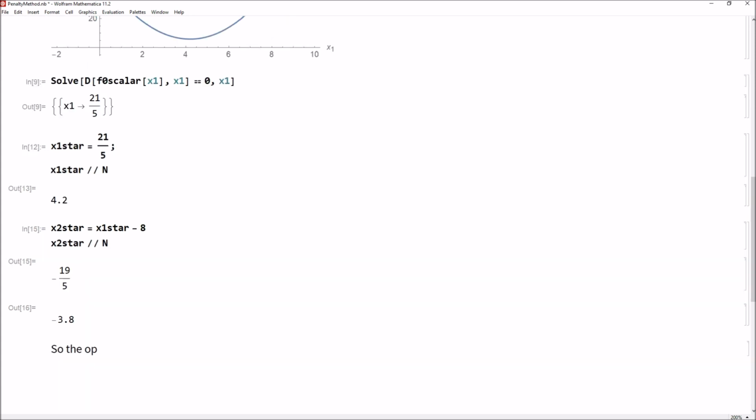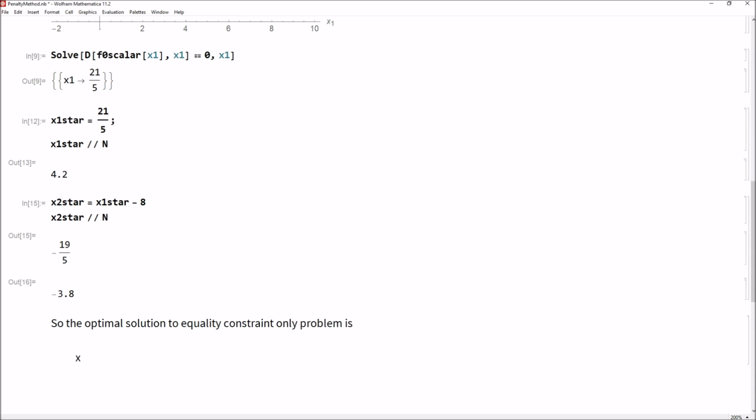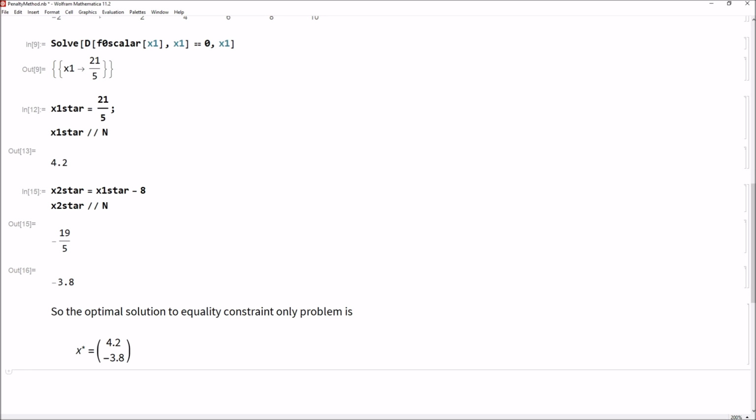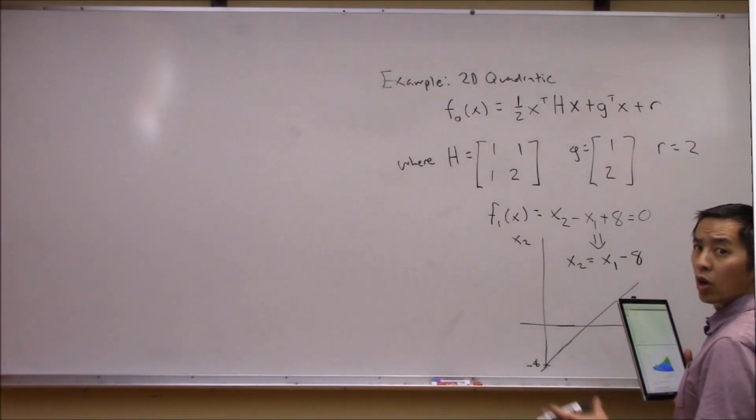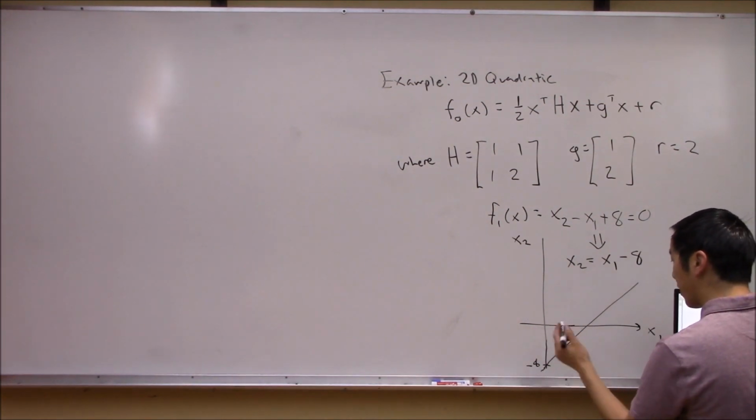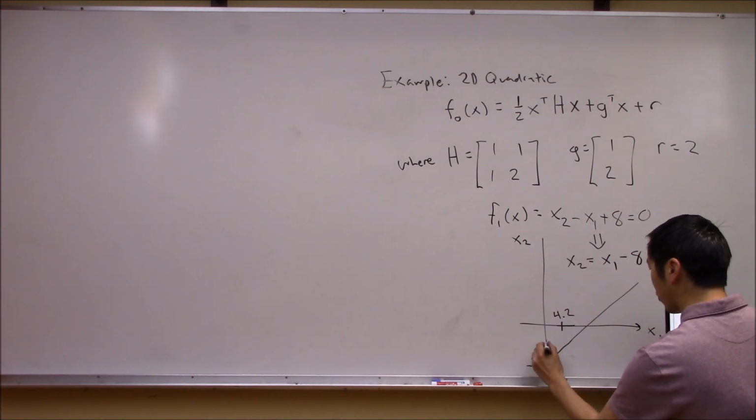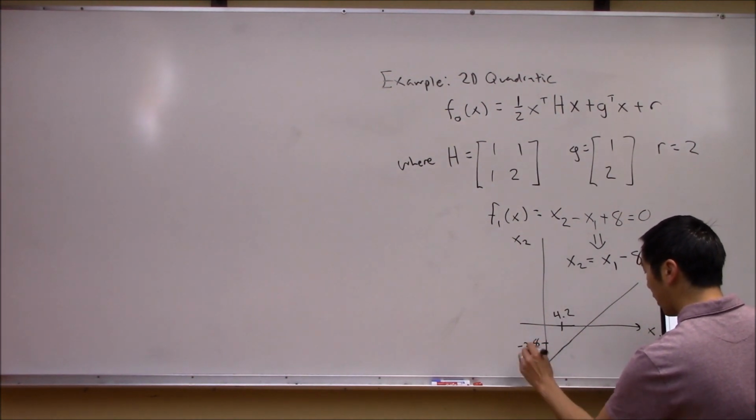So the optimal solution to the equality constraint only problem is what? It's x star, in this case, 4.2 and negative 3.8. Okay, so let's keep that in mind, and let's jump back to the board now and talk about this a little bit. All right, so coming back to our picture, I think we said that the optimal solution was here at an x1 of 4.2 and an x2 of minus 3.8. That was the correct answer.